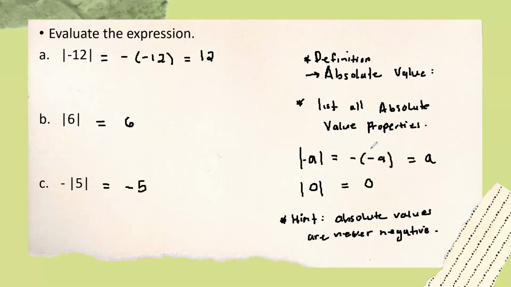Go ahead and write the definition of the absolute value and list all of the absolute value properties on this paper as well. You can draw a line here and list the properties as well as the definition of absolute value so that you can see the properties next to the examples on the left.